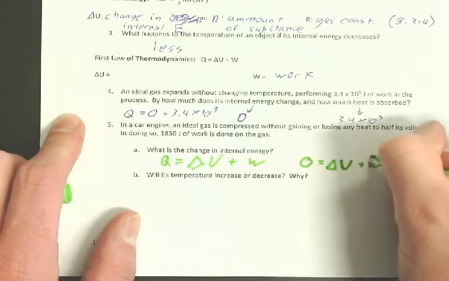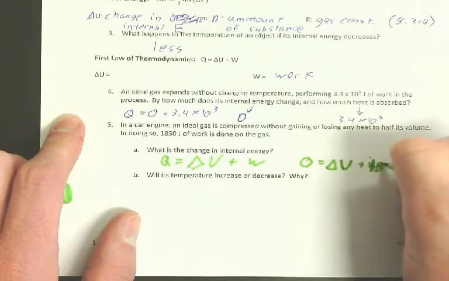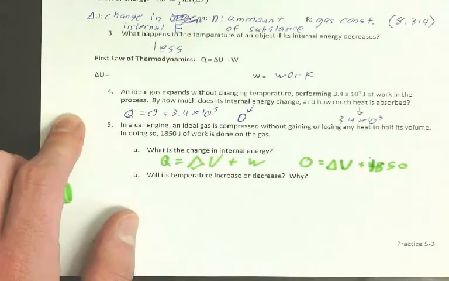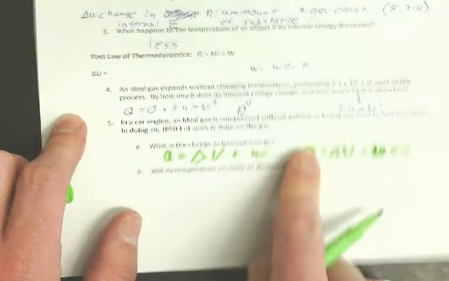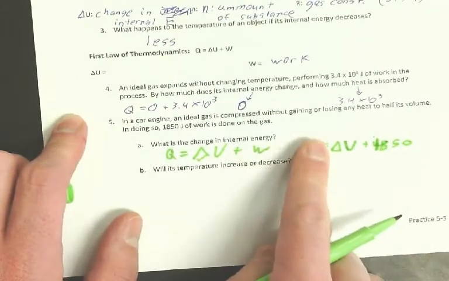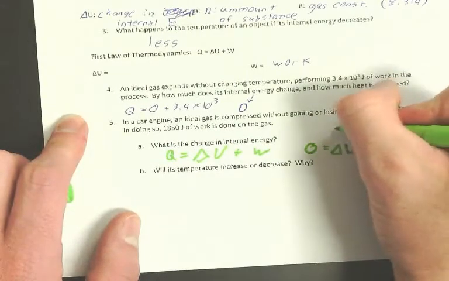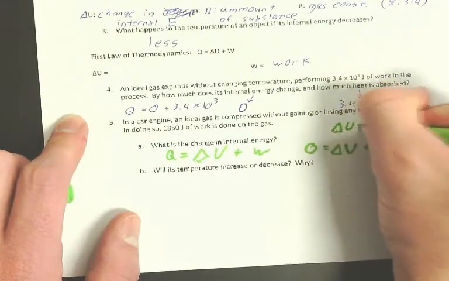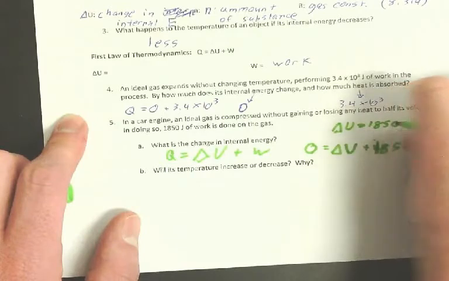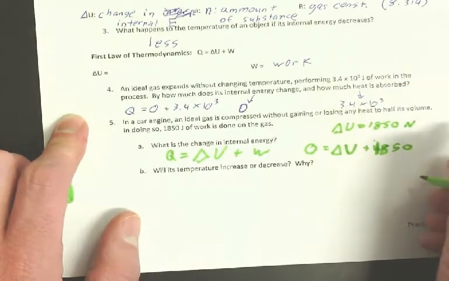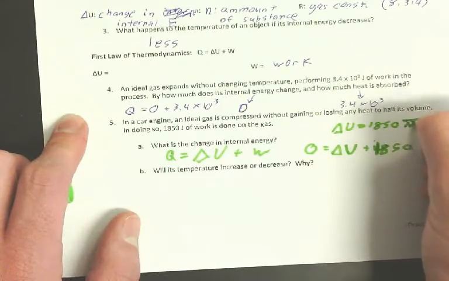And the work is 1850. So if there's no heat, then delta U is going to be the same thing. So it's actually going to be equal. Sorry, not Newtons, joules. Too busy doing forces in Physics 1.